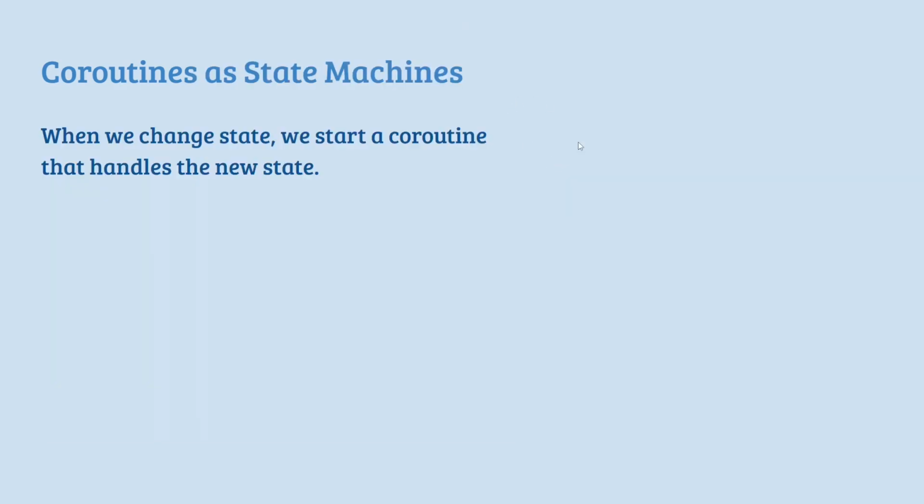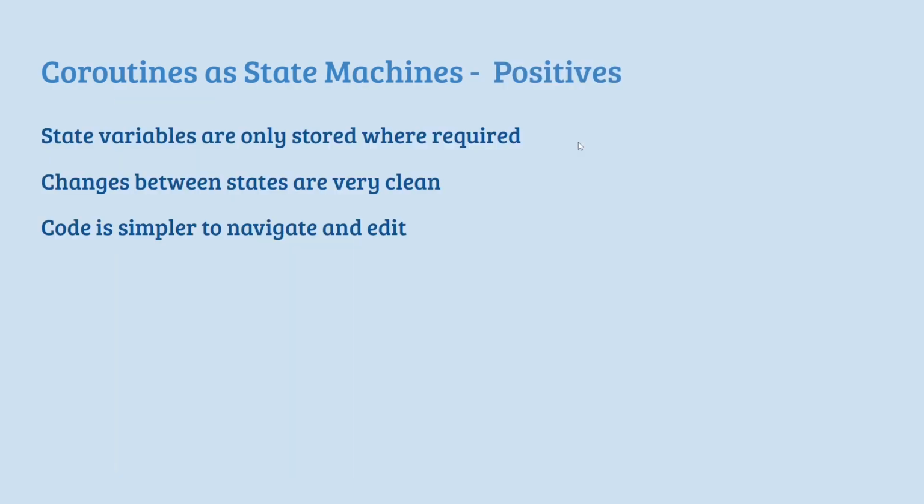So suppose you have some states which are required very infrequently, but they require a lot of memory to be stored. It means that you can save on some memory. Similarly, the changes between states are very clean. This is just the continuation of the fact that it's a state machine, and even the code is simpler to navigate and edit, again mostly by virtue of being a state machine.